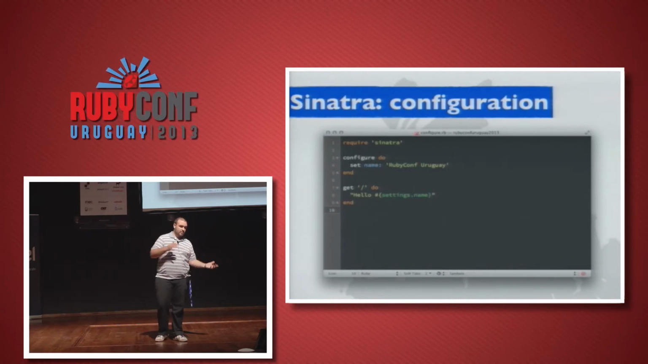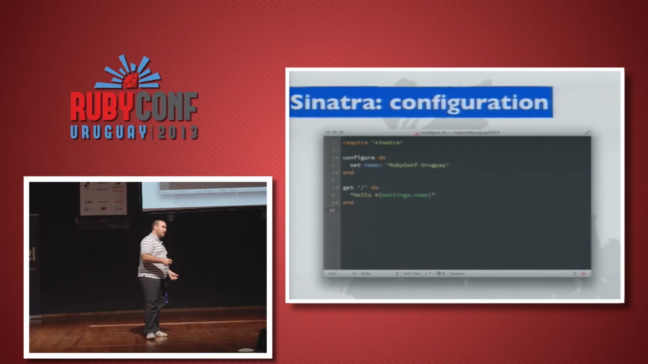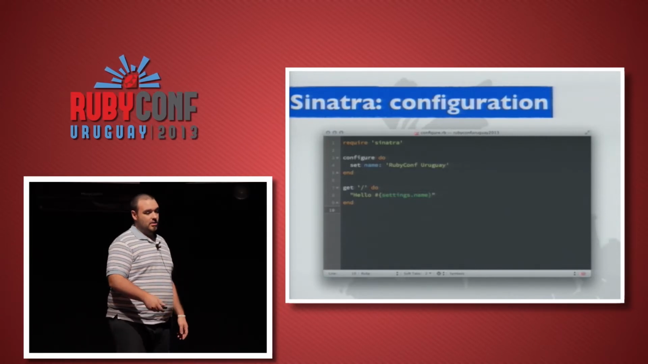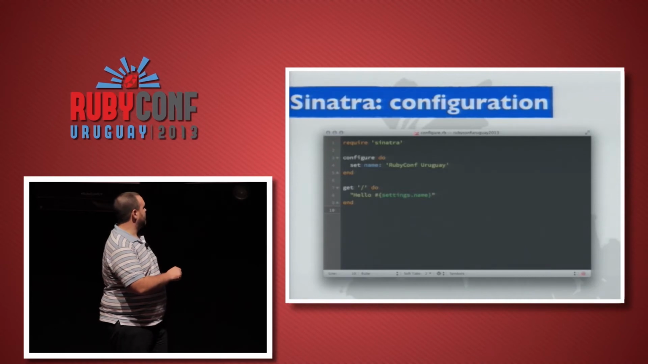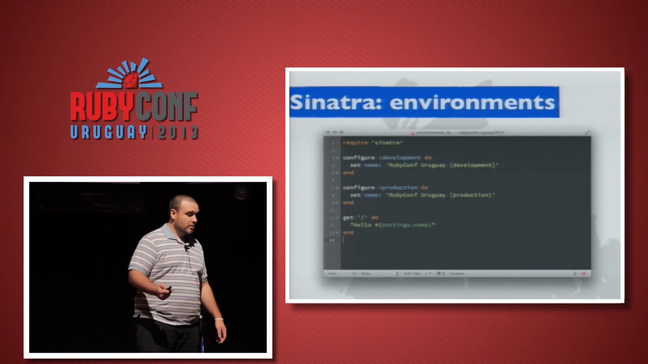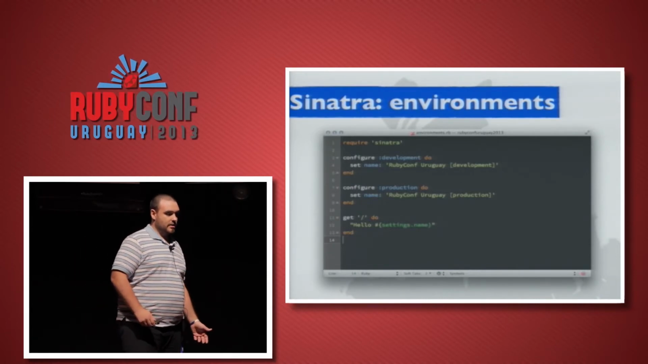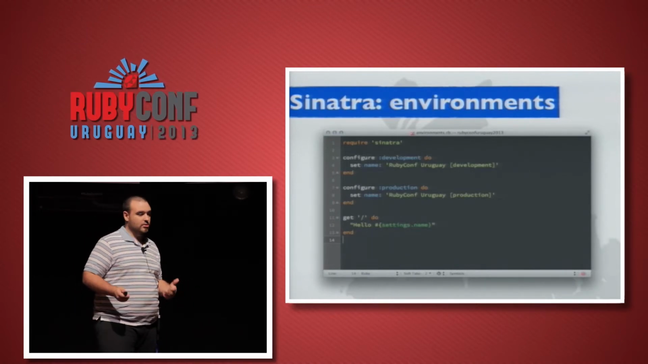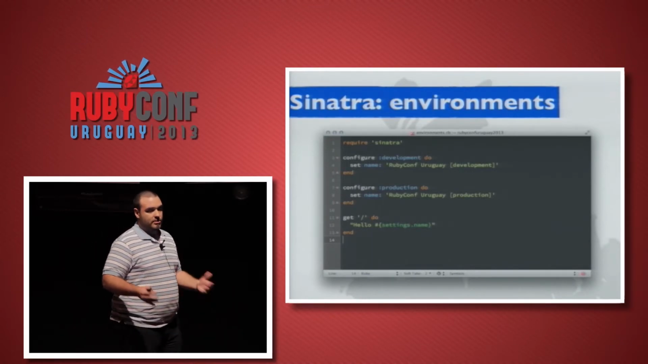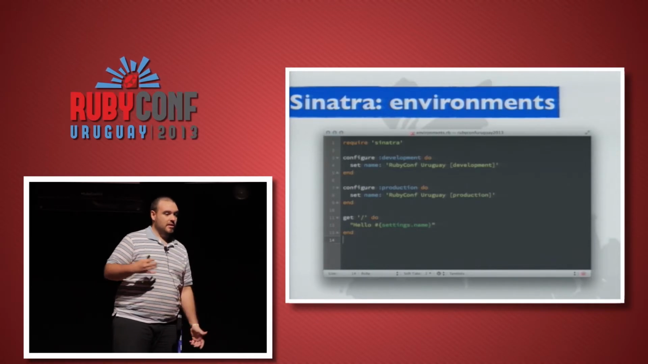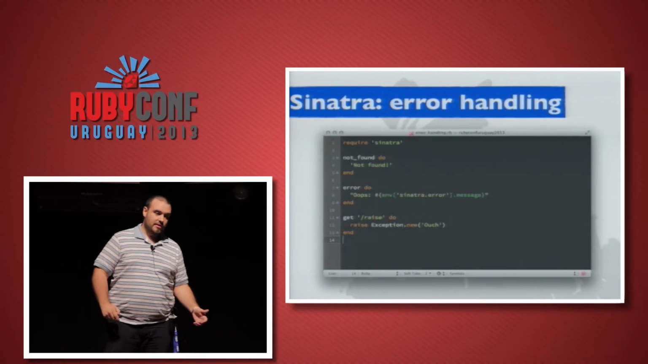The good thing about Sinatra is that we can define parameters of the application. In this case, what we're going to do is set a parameter called name that will be RubyConf Uruguay, as you may have imagined, and what you get back is hello settings.name, and it gives you this value. And the good thing about it is that we can configure everything similarly. So we have before filters and environments.